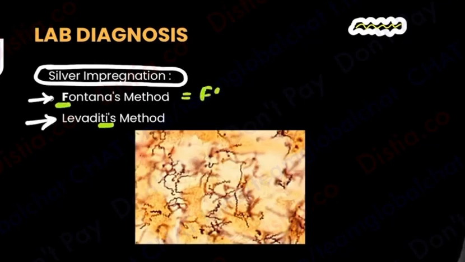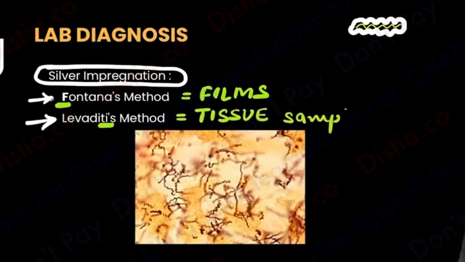If you have any films, means any FNAC, smears, any films are given, you will use Fontana. And if you have any TI for tissue samples given, you will use Levaditi. So simple, guys. I hope you've understood. You will use F for Fontana when films are involved. You will use Levaditi for tissue samples, and they will look black like this, because the silver gives a black color. Done with this also.